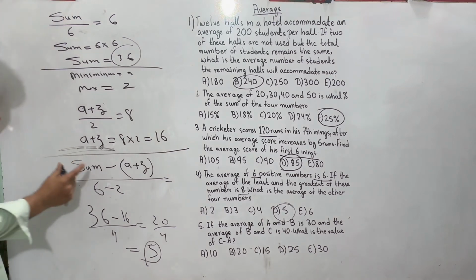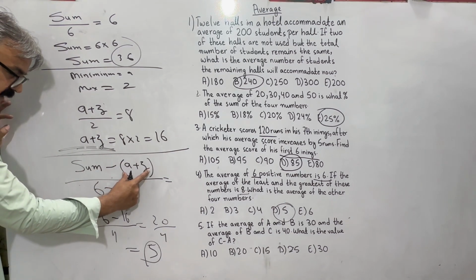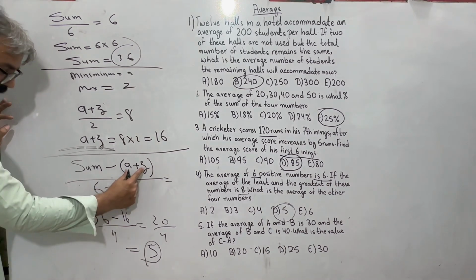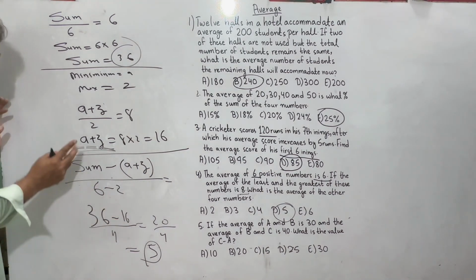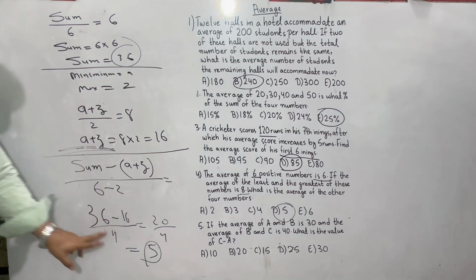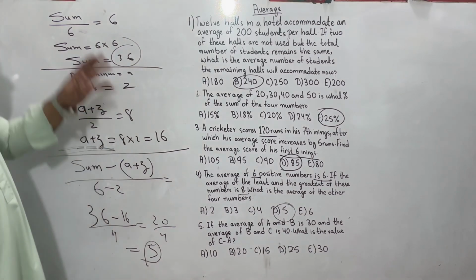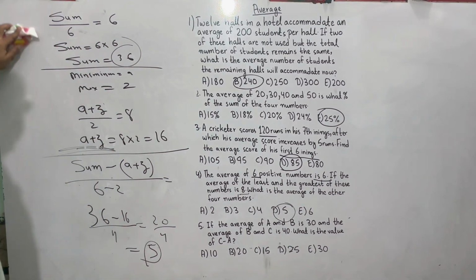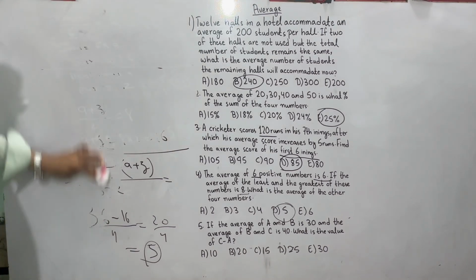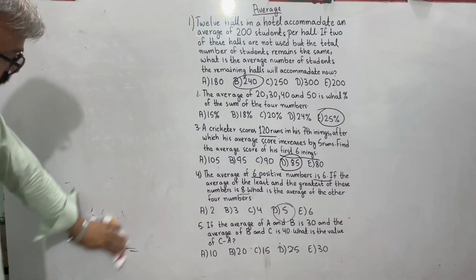Taking the overall sum of all 6 numbers and subtracting the minimum and maximum, the least and the greatest: 36 minus 16, divided by, not 6 numbers now, but 4 numbers, 6 minus 2 is 4. 36 minus 16 is 20, 20 divided by 4, 5 is the average of the remaining 4 numbers after excluding the least number and the greatest number. Okay, cool.